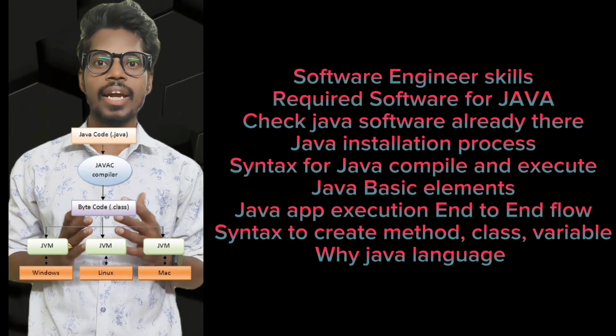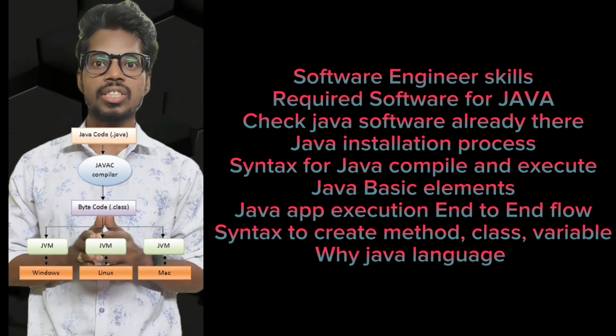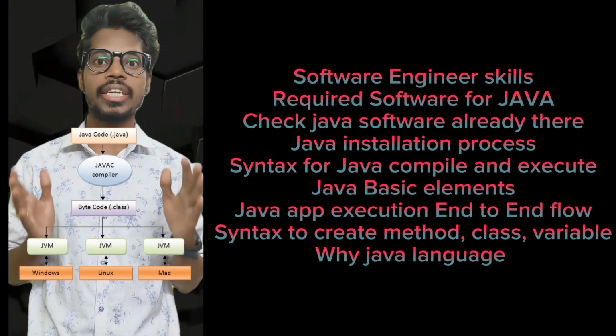And also Java is a platform independent programming language, guys. That means we can develop in one operating system, and that code we are able to execute in any operating system.